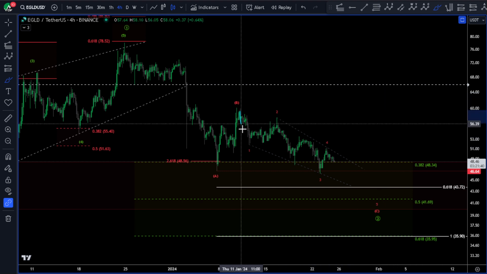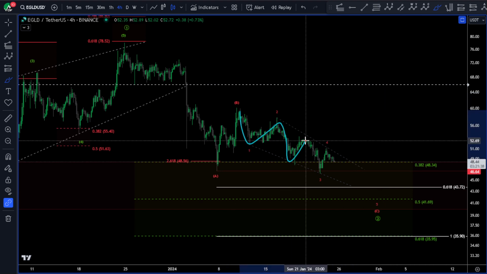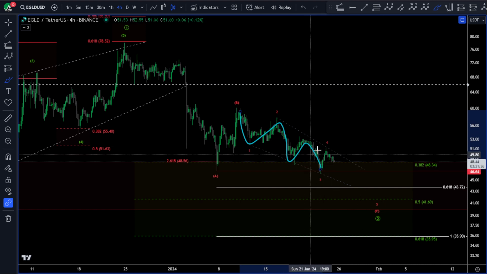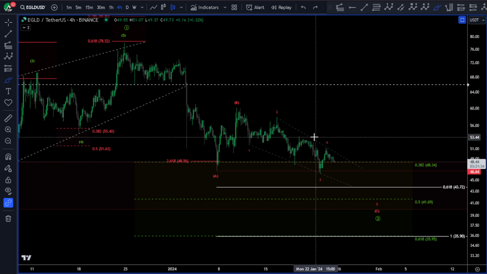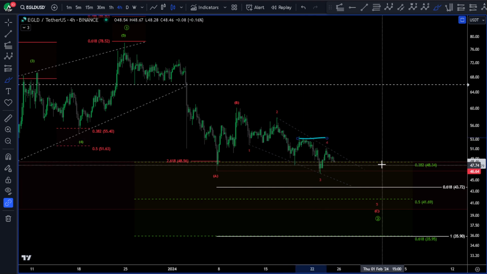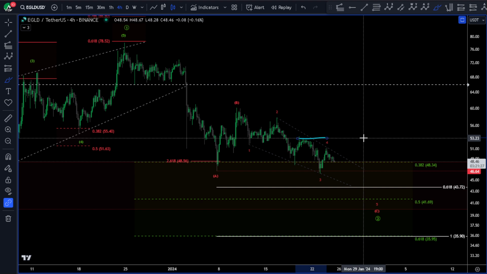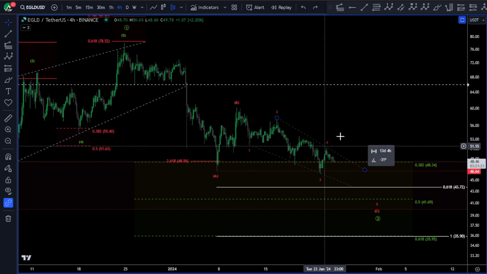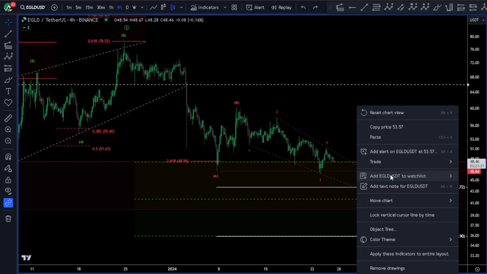Now, you can also see it's potentially in here as well, but I just don't like it because it doesn't look like 3, so I'm giving a little more room. But if we do break this previous wave here at around 53.50, I might consider it complete. I'm going to put an alarm there.